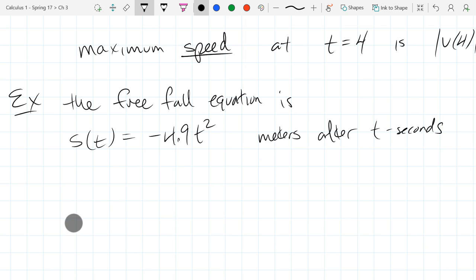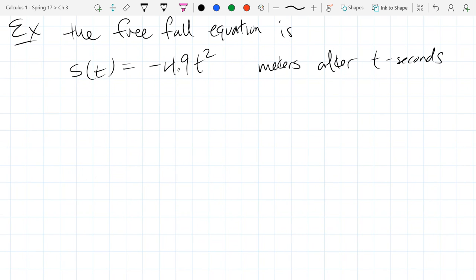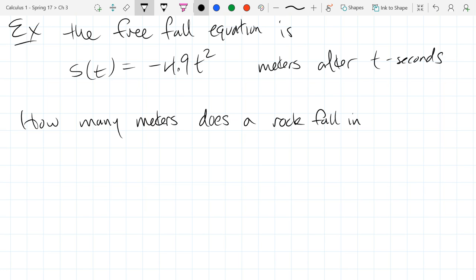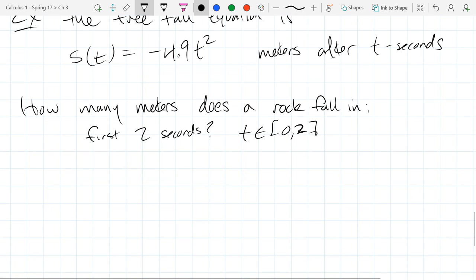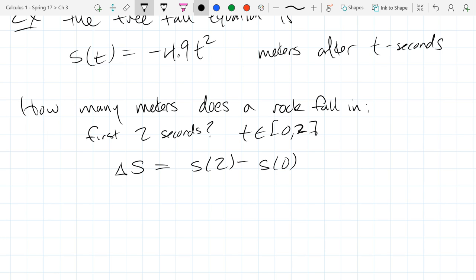And we're going to answer some questions here. How many meters does a rock fall in the first 2 seconds? So of course, the first 2 seconds means the interval between 0 seconds and 2 seconds. So answer that question. How far does a rock fall in the first 2 seconds? So this is delta S, which is S of 2 minus S of 0. So just figure out the difference.